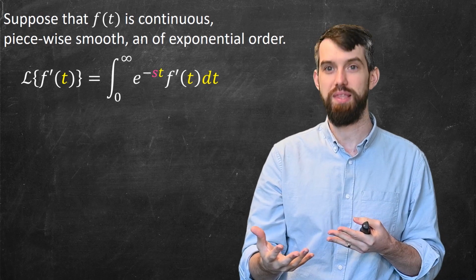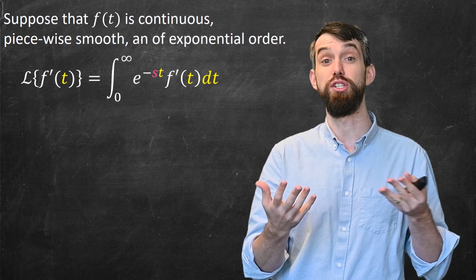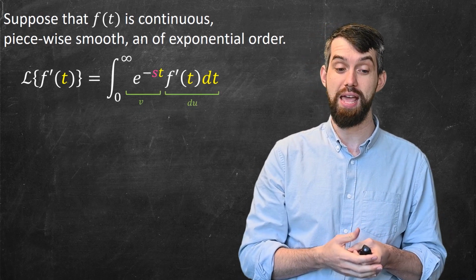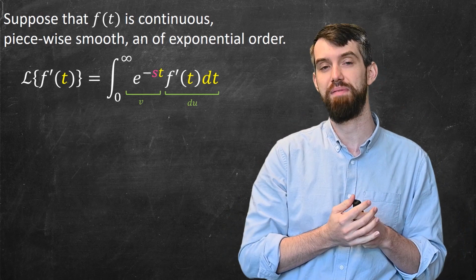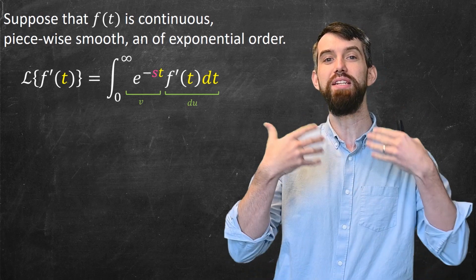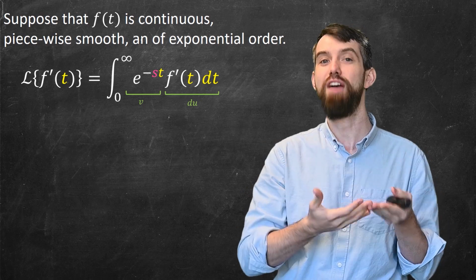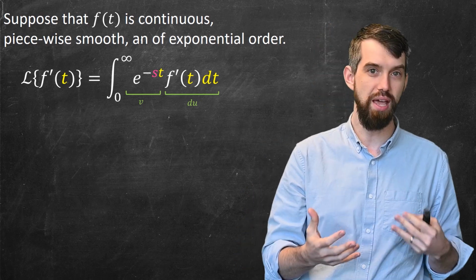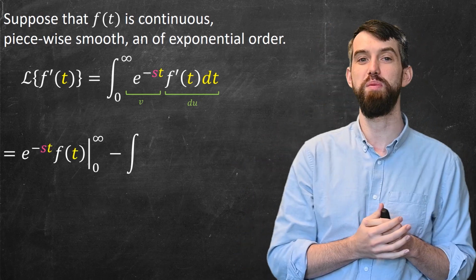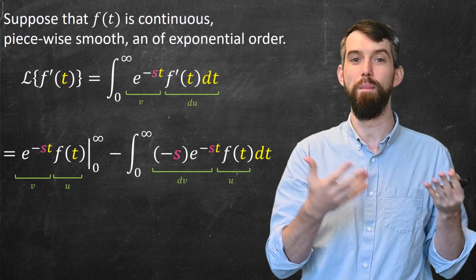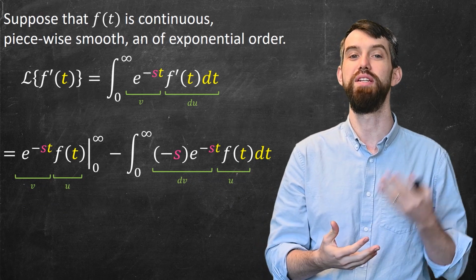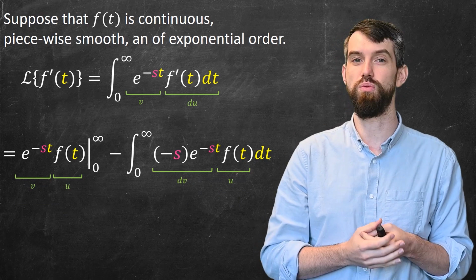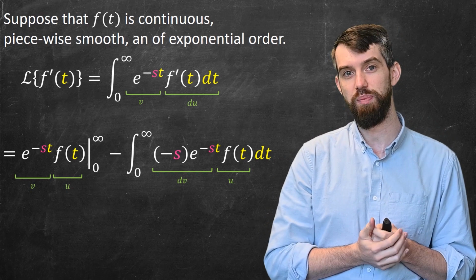To evaluate this integral, I'm going to use integration by parts. I'm going to observe that I have a v, which is my negative exponential, and then I have a du, which is going to be my f prime of t dt. Then, applying the integration by parts formula, I write it out as vu minus the integral of dv times u. So what is that integral going to be?